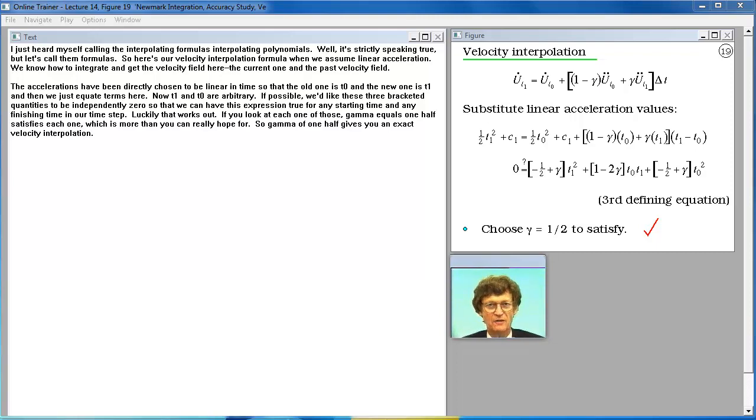I just heard myself calling the interpolating formulas interpolating polynomials. Well, it's strictly speaking true, but let's call them formulas. So here's our velocity interpolation formula.